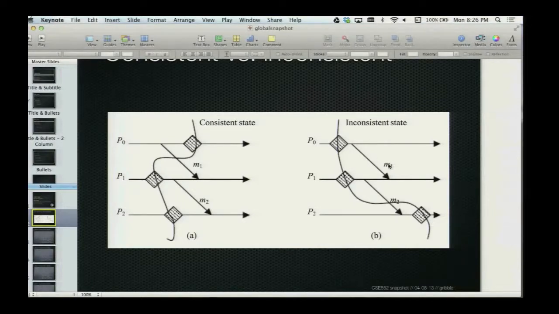On the system on the right, I claim that this is inconsistent. If you take a look at P2, P2's checkpoint reflects the receipt of a message, but P1's checkpoint doesn't reflect the send of that message. So if we were to roll back to that contour through all the checkpoints, we'd be in trouble, because one process has received a message that another process has not yet sent. Yep. So this is assuming that P0 knows that it sent M1, but it hasn't been received yet? Why do you need to assume that? Well, I'm sorry, on the consistent state.